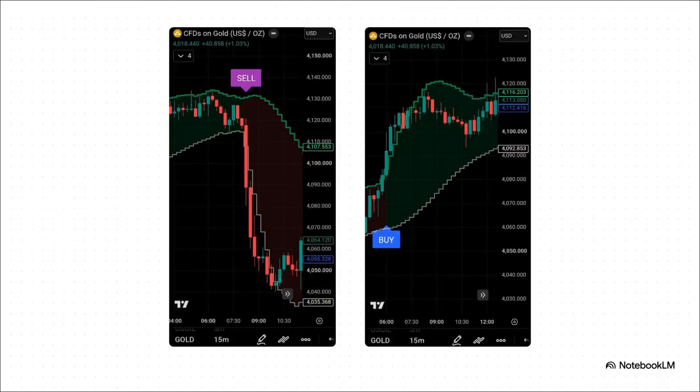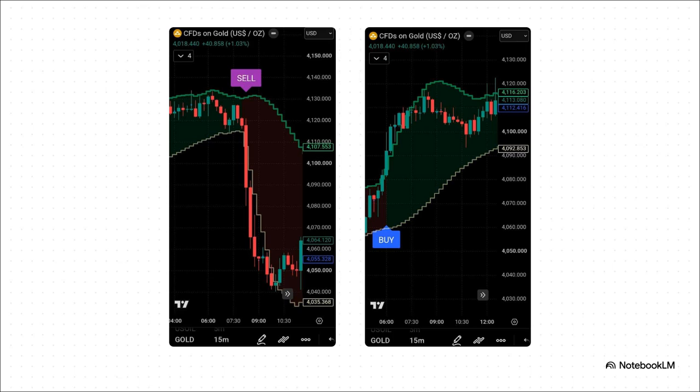So zooming all the way in gives us that real high-speed day trader's perspective. Stuff happens fast down here, often playing out over just a couple of hours. Around 0730, a purple sell tag pops up, the cloud turns red, and the price just absolutely falls off a cliff, from 4,130 straight down to 4,035.